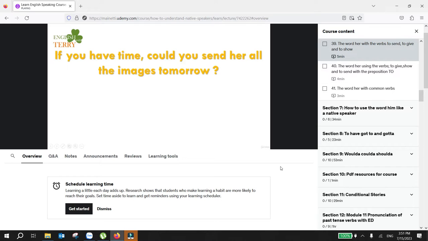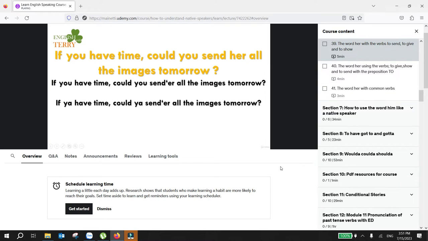If you have time, could you send her all the images tomorrow? If you have time, could you send her all the images tomorrow? If you have time, could you send her all the images tomorrow?